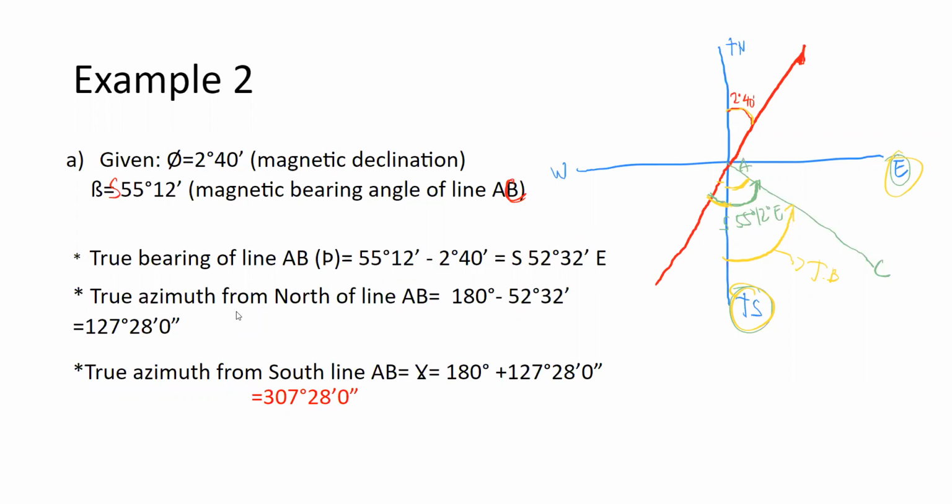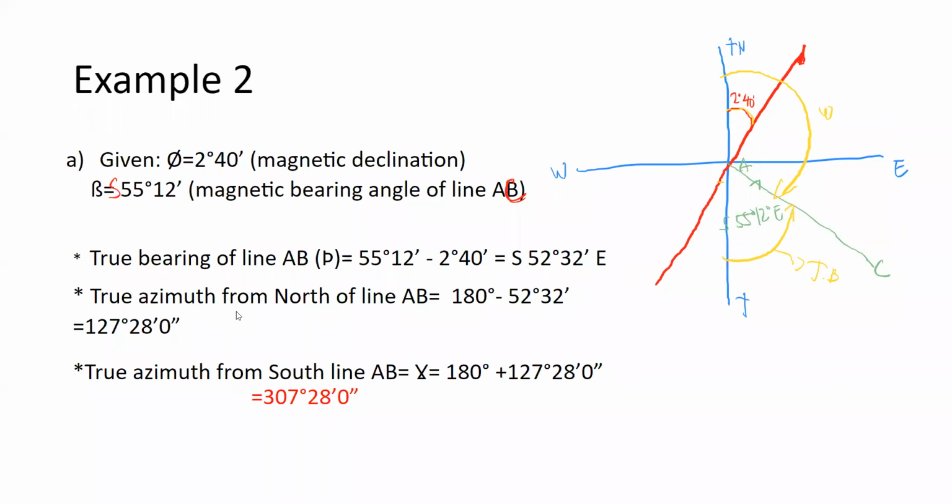Okay, erase lang natin. So, nakuha mo na yung true bearing natin. Kunin naman natin yung true azimuth natin from north. Unahin natin yung from north natin. So, ibig sabihin, simula tayo sa true north, papunta sa line. Ano yung angle na to? Let's say, lagay natin omega. Ano yung value ng omega na angle na yan?